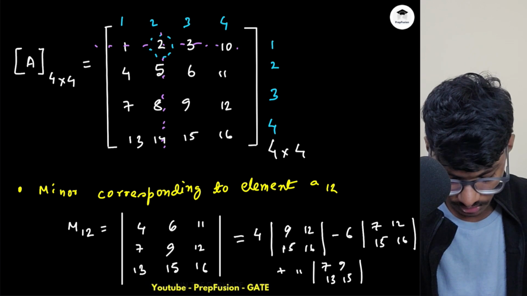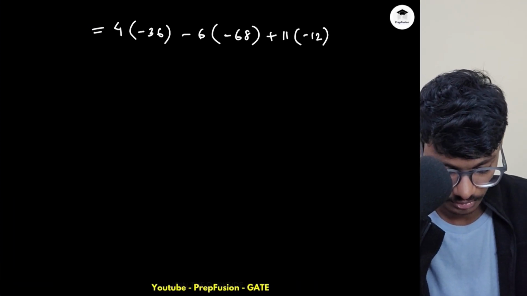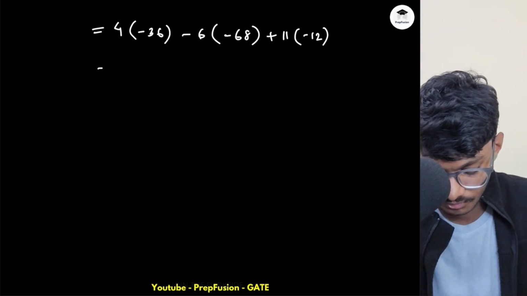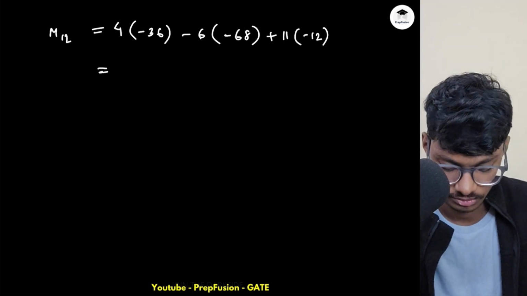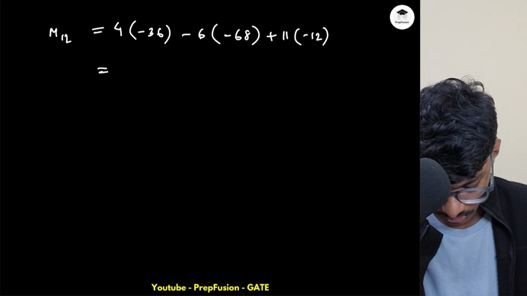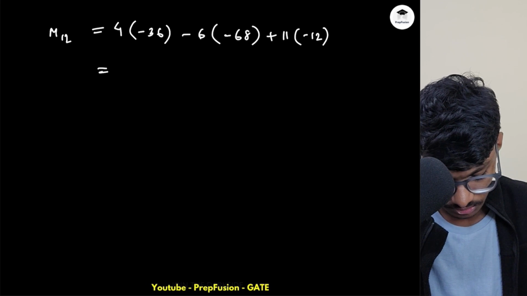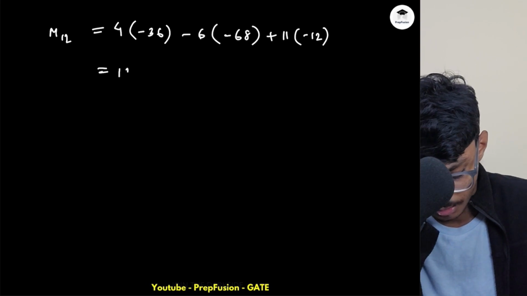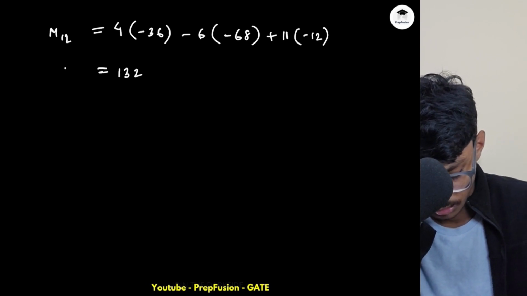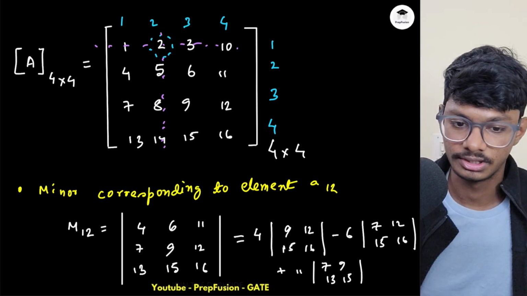Then 7 times 15 minus 9 times 13, so it is 11 times minus 12. Okay, let me compute this further. So this is 4 times 36, then plus 6 times 68, then minus 11 times 12, basically 132. So the minor for this will be 132. Okay, so this is how you compute the minor. You can compute it for the other elements also.